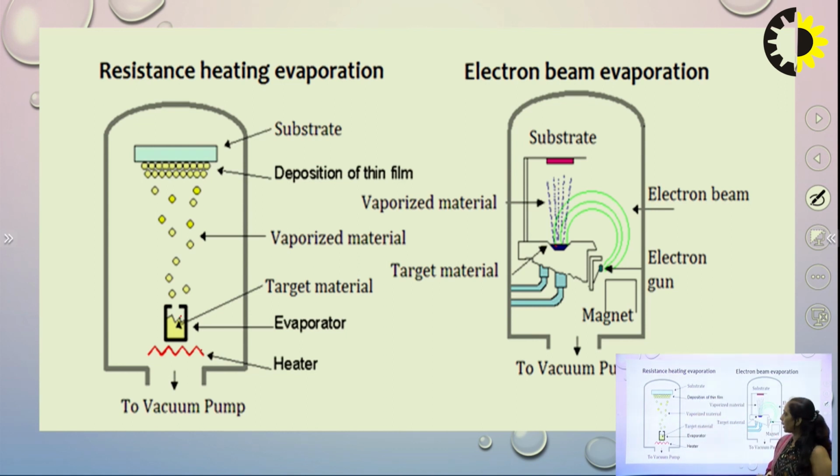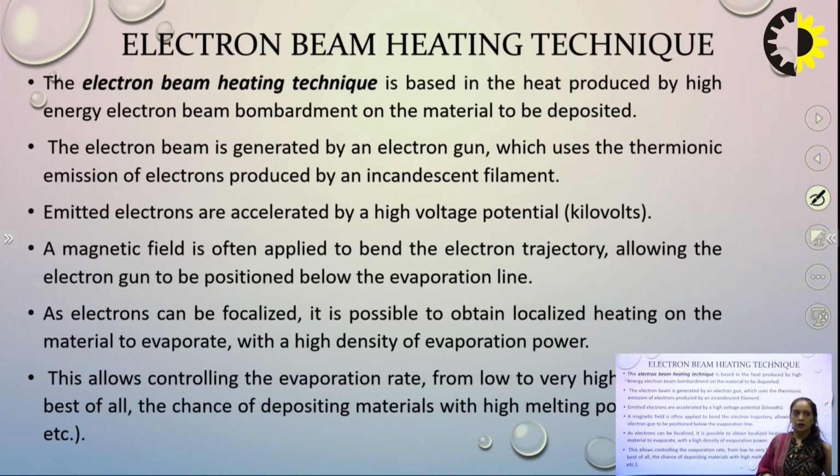The method by which we are heating gives the name: resistive heating and electron beam evaporation. In electron beam evaporation, it is based on the heating produced by a high energy beam bombardment on the material to be deposited. The electron beam is generated by the electron gun, which uses the thermionic emission of electrons produced by an incandescent filament. The emitted electrons are accelerated by a high voltage potential.